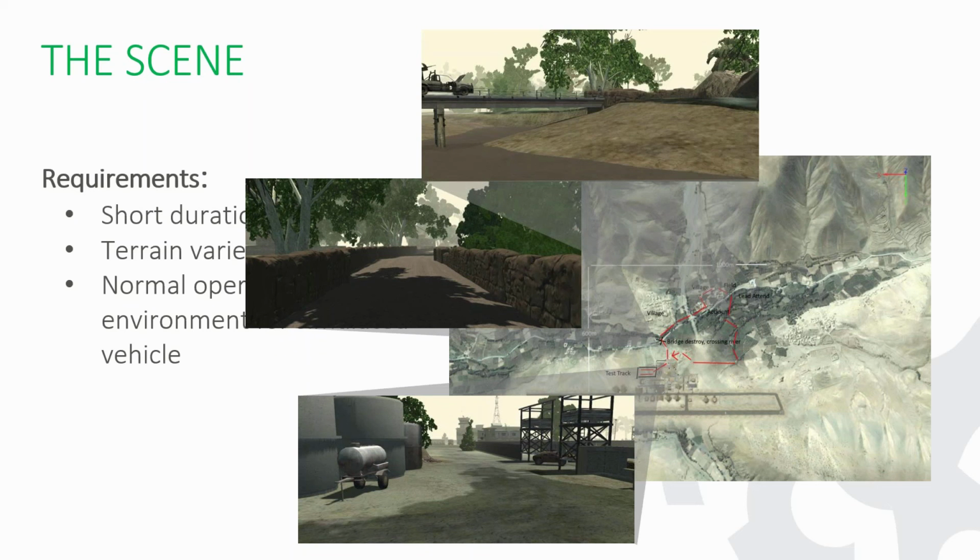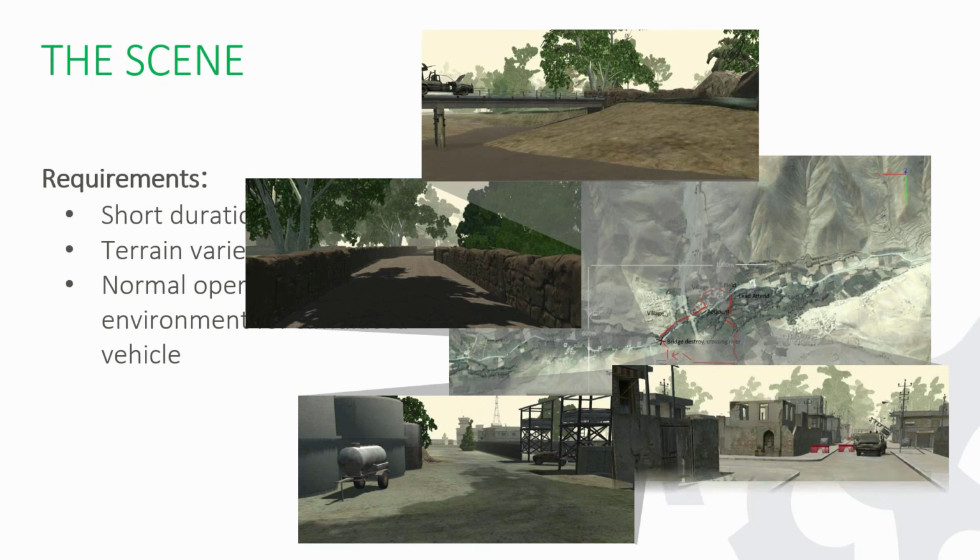Then we get to the river. The river has water in it, so we're able to cross and ford it with the vehicle, so it's a different aspect of driving. It also allows us to showcase the particle effect. And finally, we go into a typical Middle Eastern or Afghanistan city with buildings and streets and numerous elements in it.